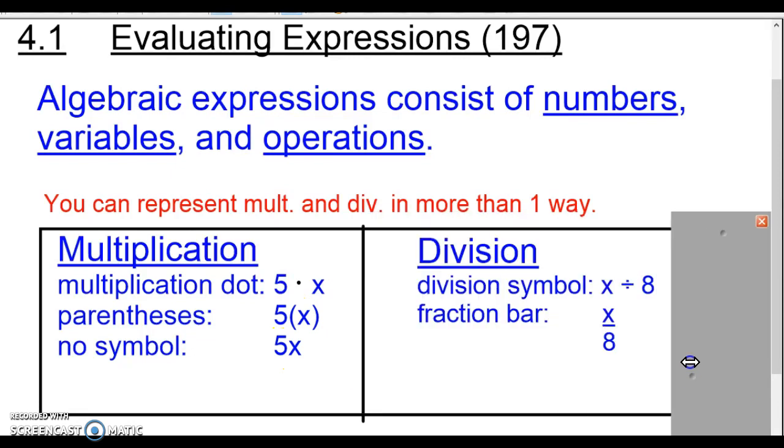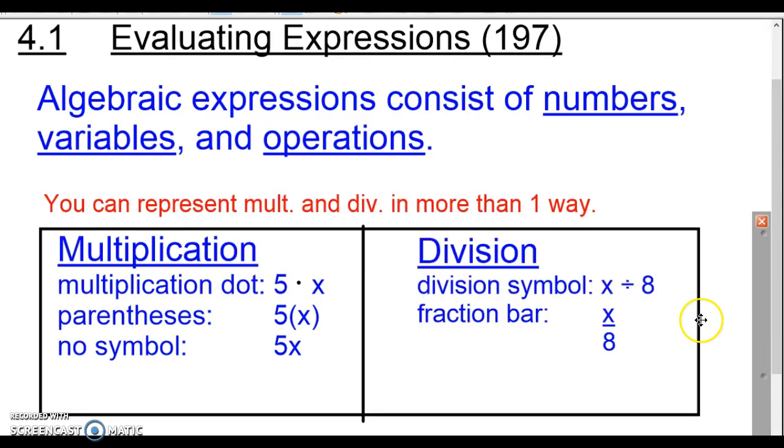Now let's look at division. For the division symbol, you either have it written like this, which you're used to, or as a fraction, x divided by 8. And remember, for both of these, you can say in and out, in and out. Go ahead and write these down in your notes, and then continue when you are ready.